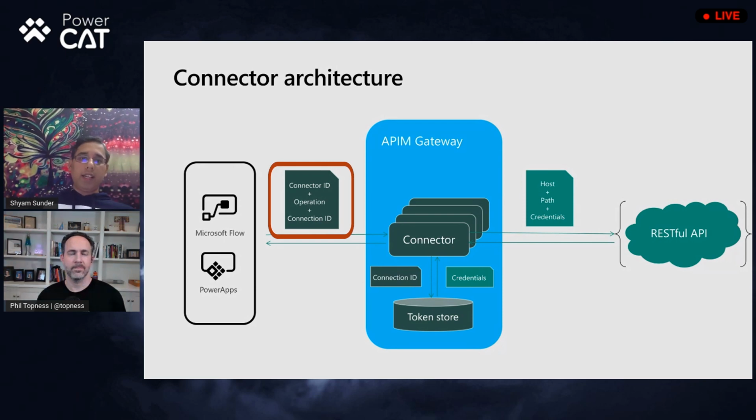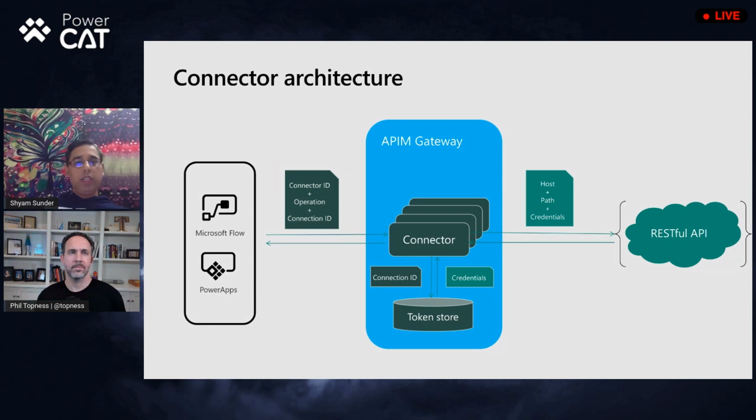And it also has a connection ID. A connection ID is generated when you create a connection. That way, the system knows, as we discussed, for which user it needs to fetch the data. So when the REST call is made, this information is present in the REST call. Then the REST call goes to our API management gateway.